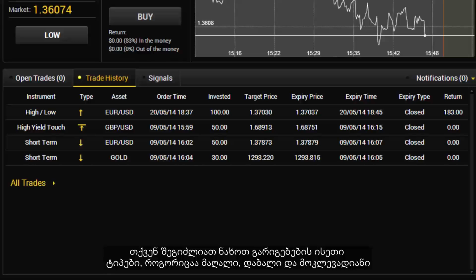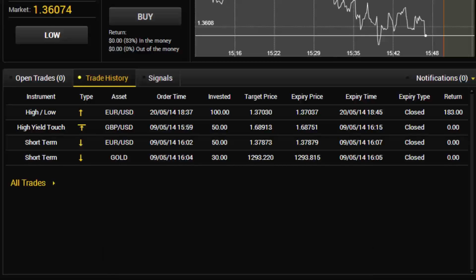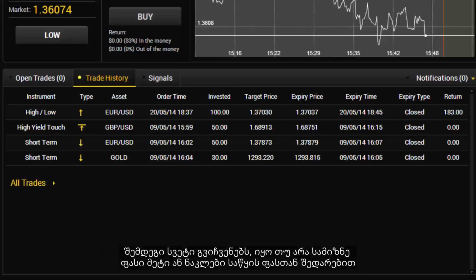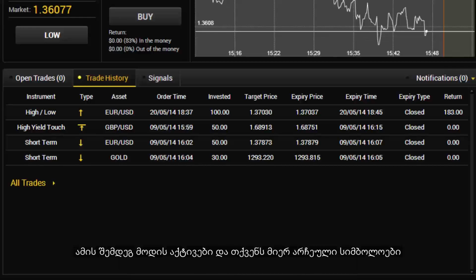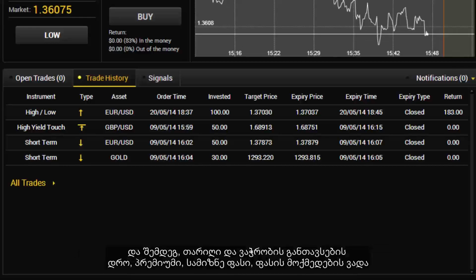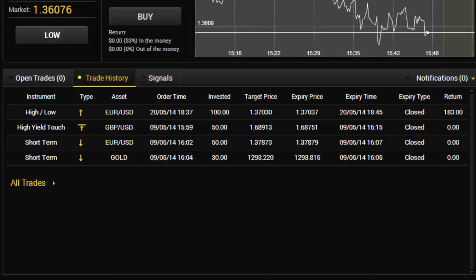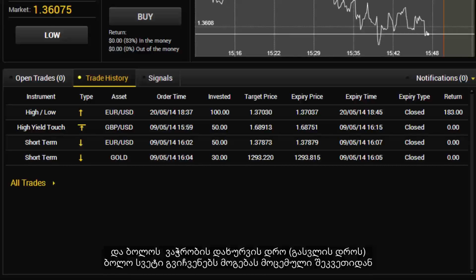You can see the type of trades you have made, such as high, low and short term. The next column shows whether the target price or strike price was higher or lower than the entry price. Next to that are the asset and the symbol of your choice, and next to that again are the date and time of placing the trade and premium, target price, expiry price rate, and finally the time the trade was closed, or the expiry time. The last column shows the profit from a given order.